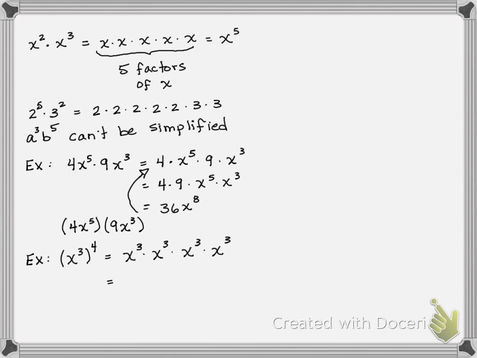So if I have 3 factors of x and another 3 factors and another 3 factors and another 3 factors, how many factors of x do I have? 12, which we get by, again, using that product rule repeatedly. So I'm adding up all those factors.